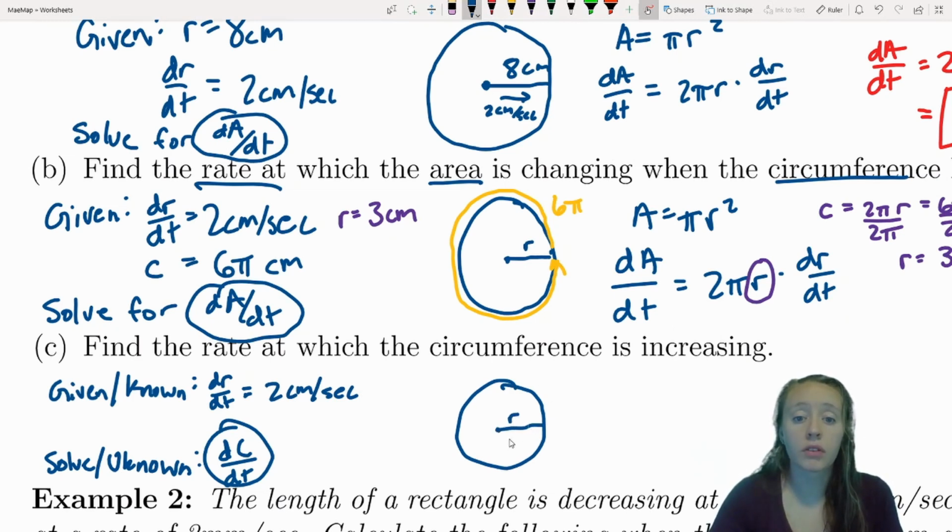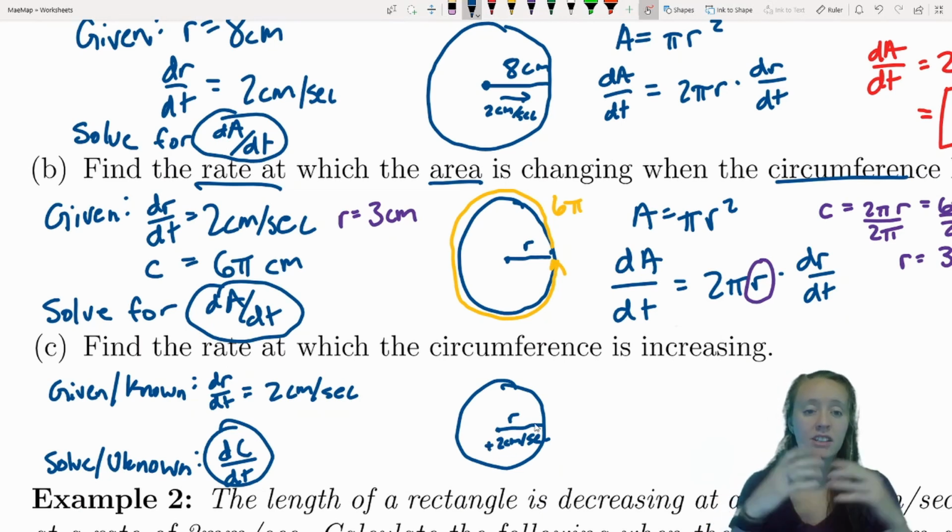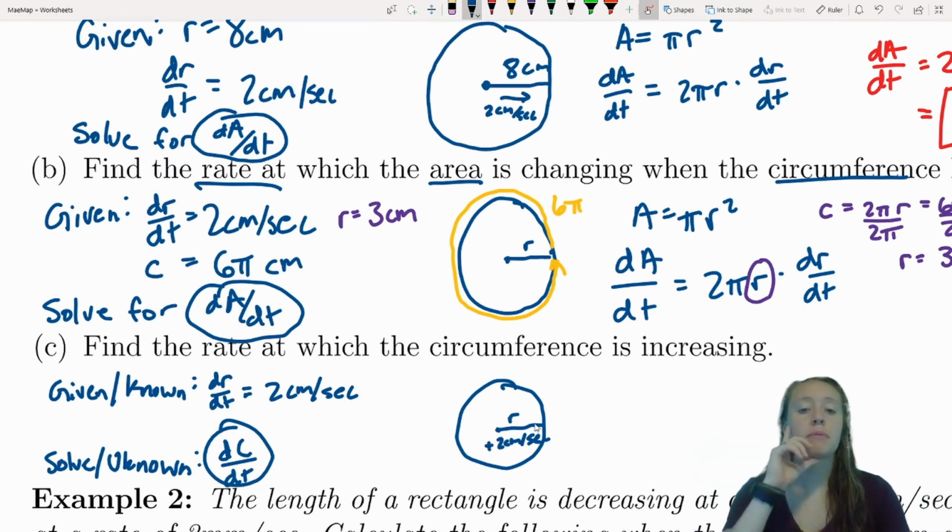I do know, though, that it's increasing at a rate of 2 centimeters per second. And I'll make sure to note that it's a positive 2 centimeters per second, so it's getting bigger at 2 centimeters per second, and that's about it.